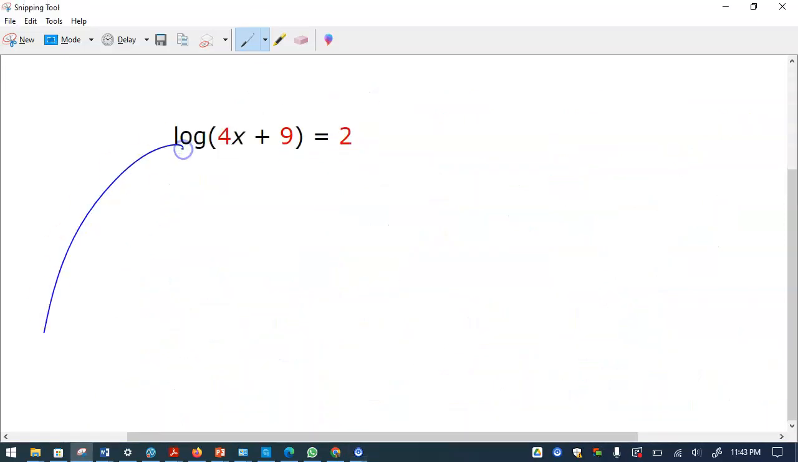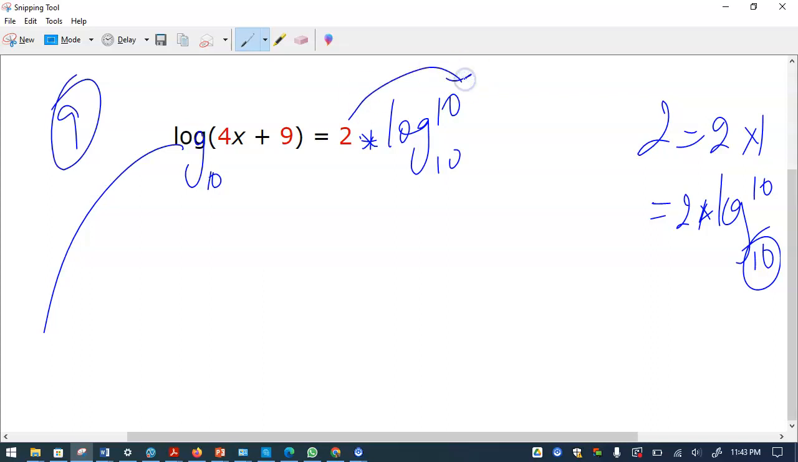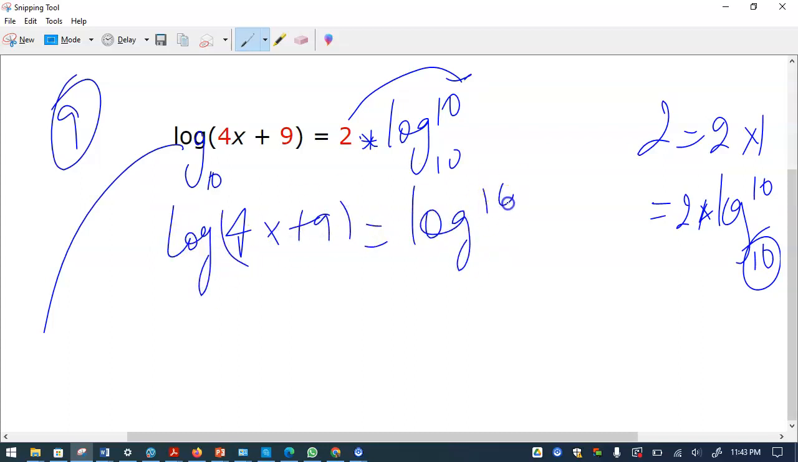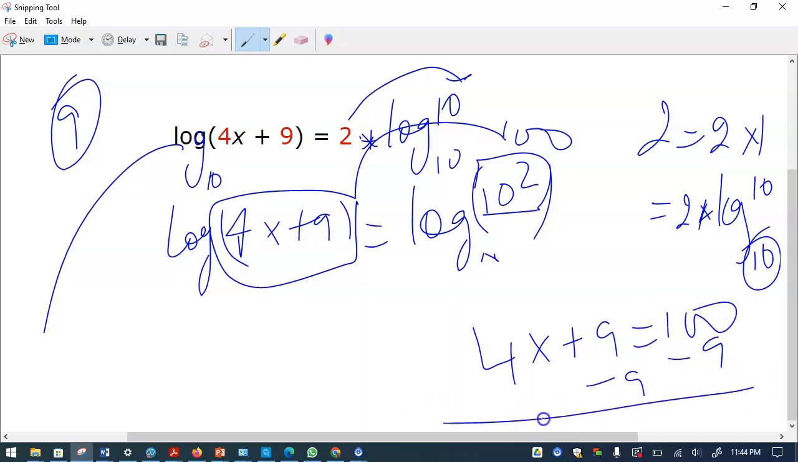So sometimes they give you something like this. This is problem number 9, practice problem, and there's a 2 here. All it means is I can just write log of 10 to the base 10, because 2 is 2 times 1, and 1 is log of 10 to the base 10. So the question is why? Because this is 10 here, that's why. And you can see this 2 you can write as 4x. So this becomes logarithm of 4x plus 9 is logarithm of 10 squared. See? So that means 10 squared is 100. That means this thing is 100. So you can just work this out and you can get the answer. Subtract 9 and divide by 4.